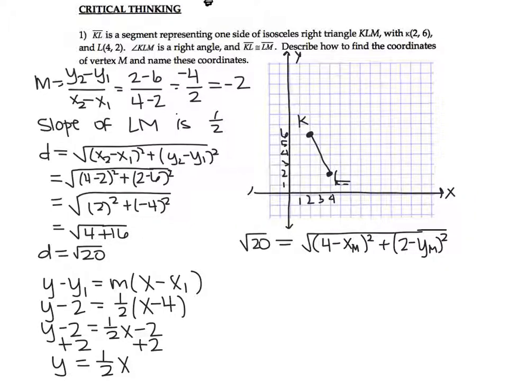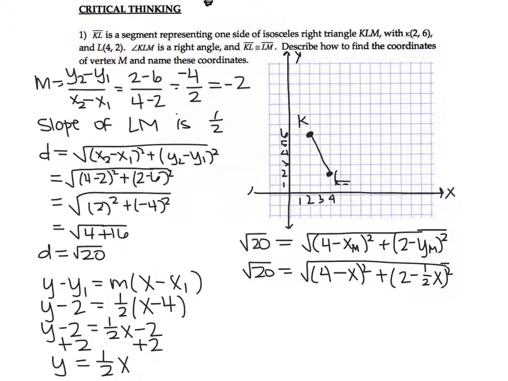Since I know the y coordinate is going to be 1/2 of the x coordinate, I can use that in my equation. So I'm going to take the square root of 20 equal, and then underneath the square root we have 4 minus, and I'm going to go ahead and just leave it as x now, squared plus 2 minus, and then instead of writing y, I'm going to put 1/2 x squared. So now I have a distance equation that only has the variable x, which is a lot more useful in solving for one of the values of our point.